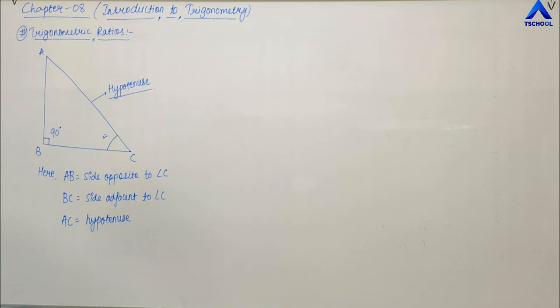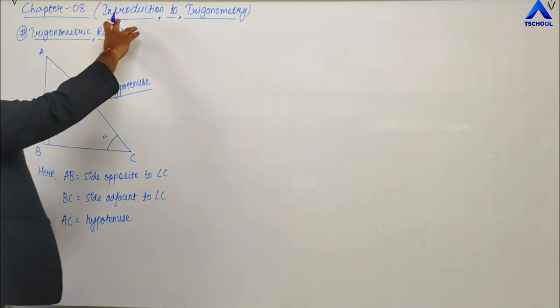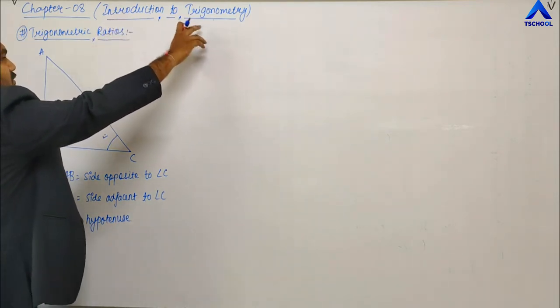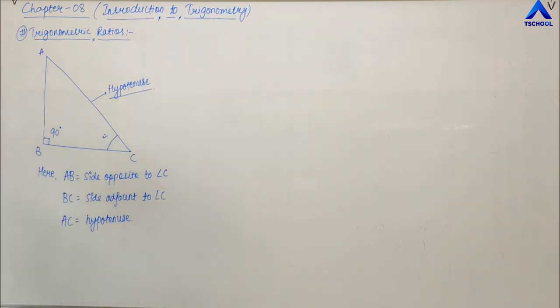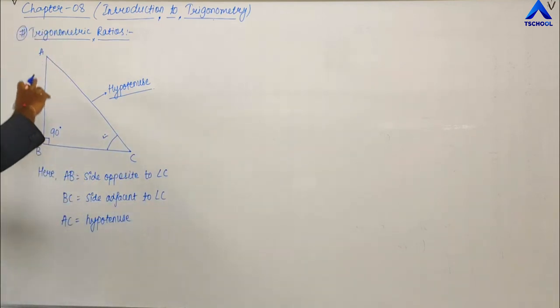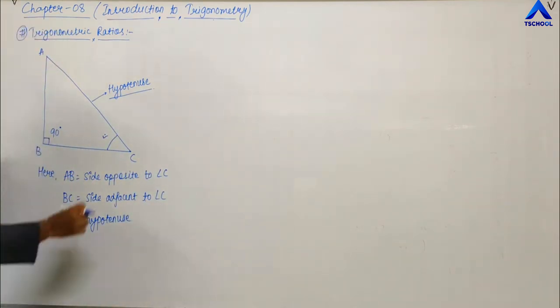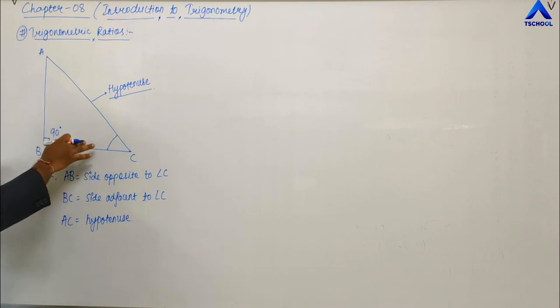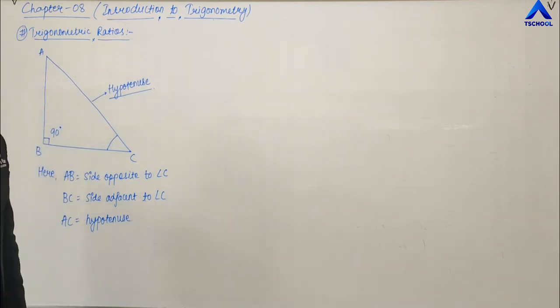Now coming to the ratios, friends. There are six different ratios that we use here for the angles, either of A or of C. So first of all, if we are taking angle C, then we will get six different ratios, and that comes to us as follows.